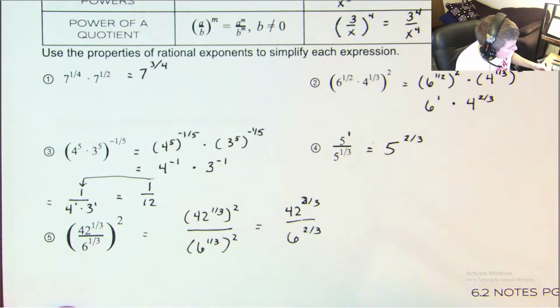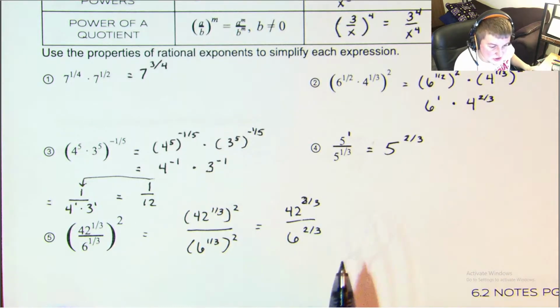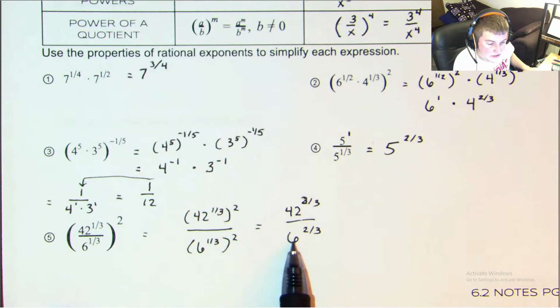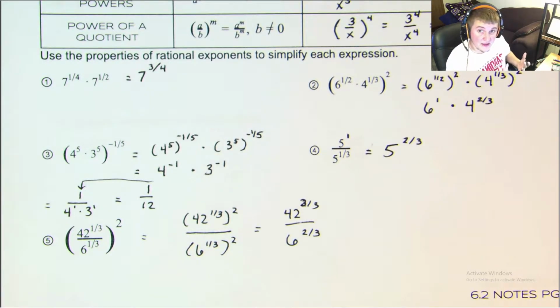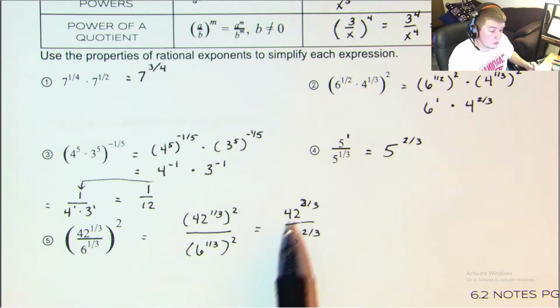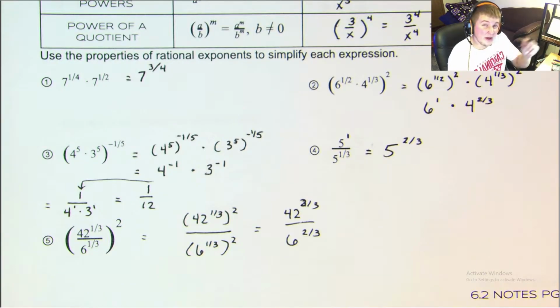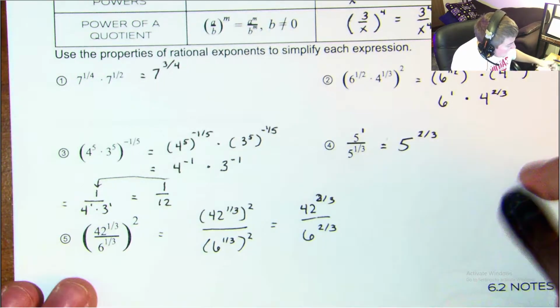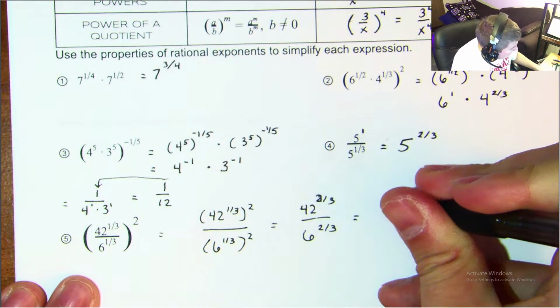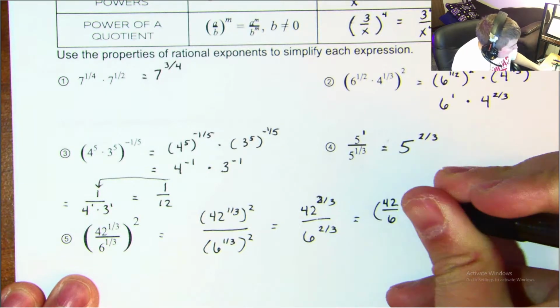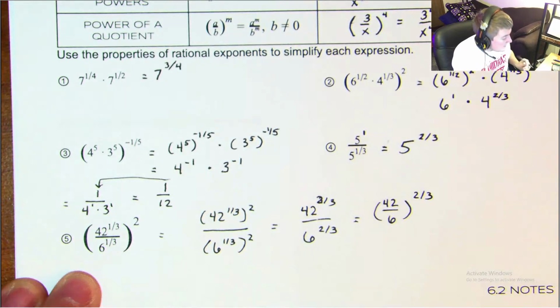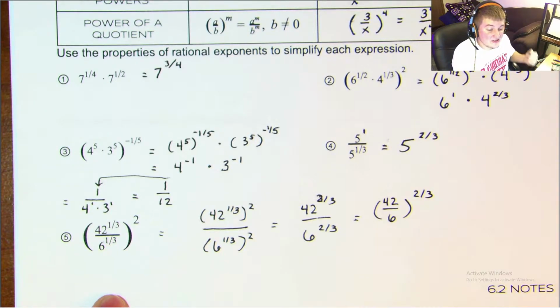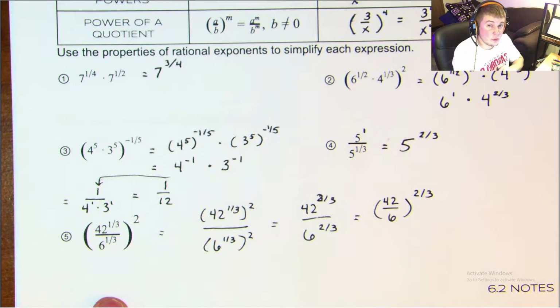Okay, now here is an interesting situation because we have different bases, but they're both being taken to the 2/3 power. So even if you have different bases like 42 and 6, and they're being raised to the same power, you can actually pull that power out. It's actually the reverse of what we did here. So we can say this is the same as 42 over 6, and that whole thing being raised to the 2/3 power. And that's because even though the bases are different, they're being raised to the same power.